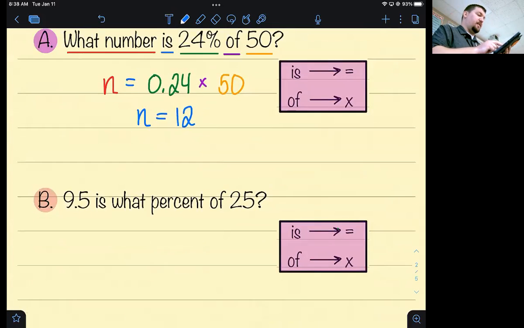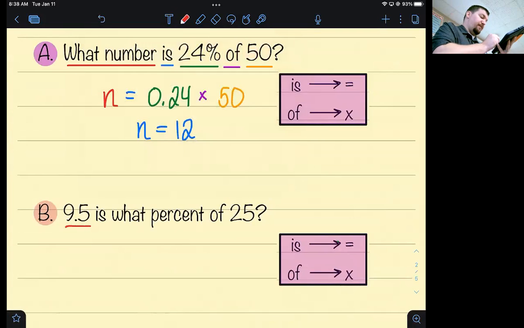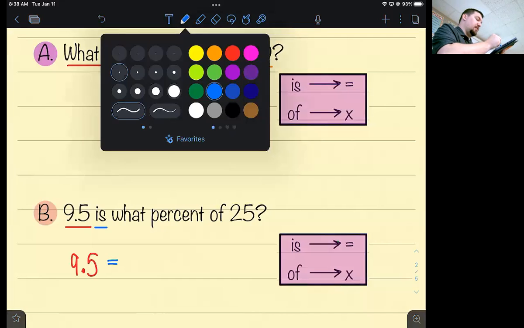9.5 is what percent of 25? Underline the number 9.5 and just rewrite it. It's a number, so we don't need to move the decimal. It's not a percent, just a number, 9.5. Underline the word is. Branson, what does the word is mean? Equals. Easy enough. Underline the words what percent.